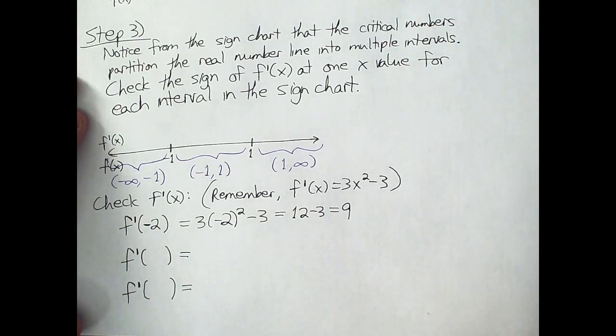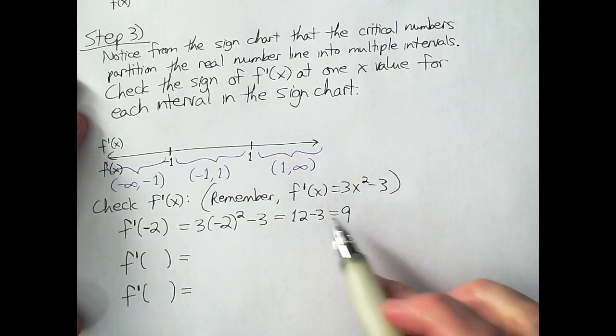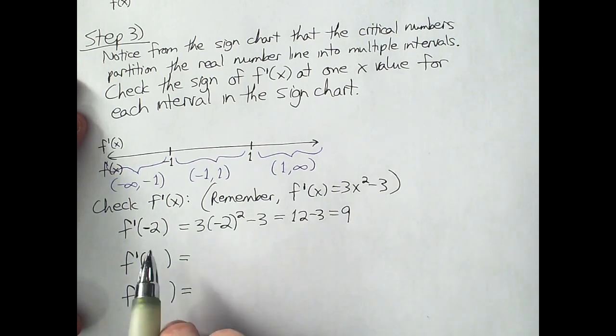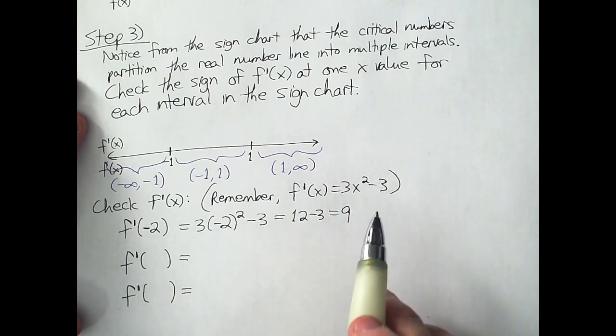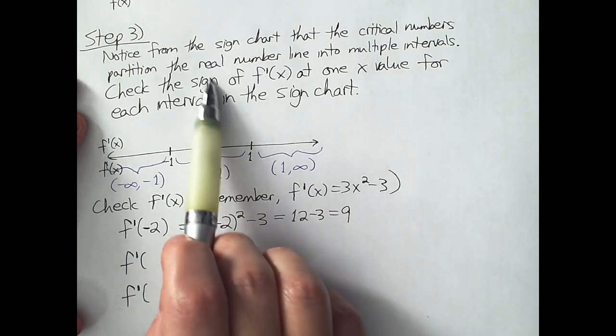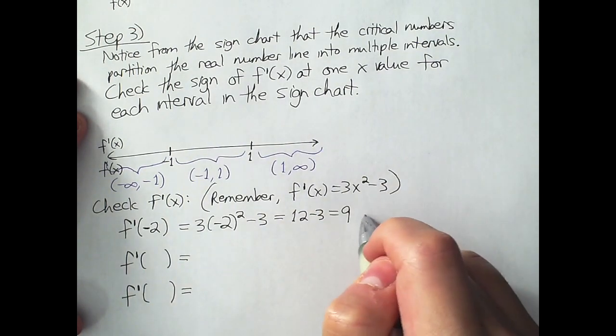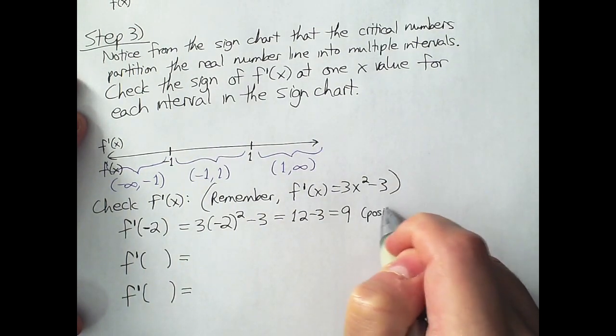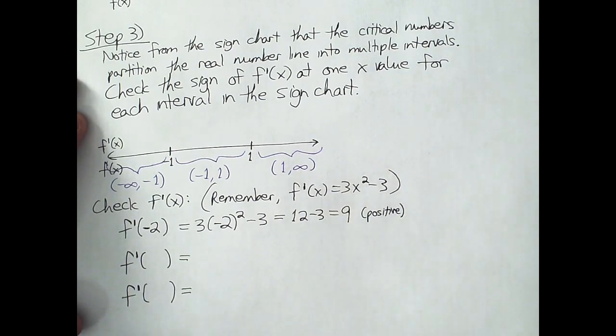What is the meaning of 9 in this context? What do you think? It's the slope of the tangent line at that specific point, right? What this is telling us is that the sign is positive. And we're going to make note of that more in step 4, but let's move on and check the next one.